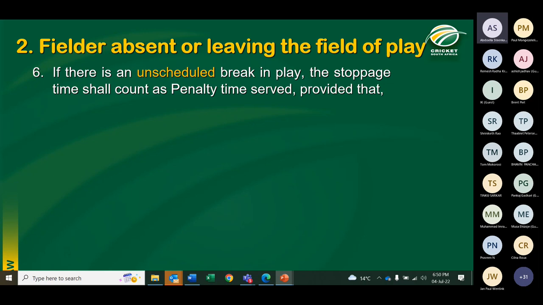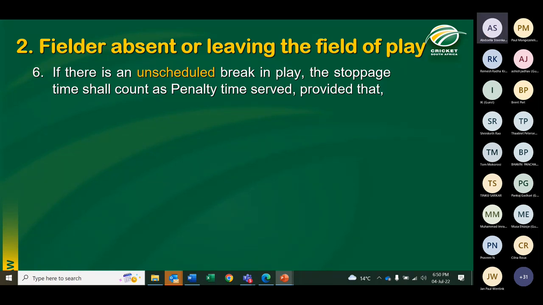Why would this be the case? Why would you want to take off an unscheduled break like a rain interruption from penalty time served? If it wasn't for the rain interruption, play was going to continue, and Johnny would have been on the field of play. So for that reason, the lawmakers decided that if it's an unscheduled break, you can offset that unscheduled break against the penalty time that the fielder owes us.